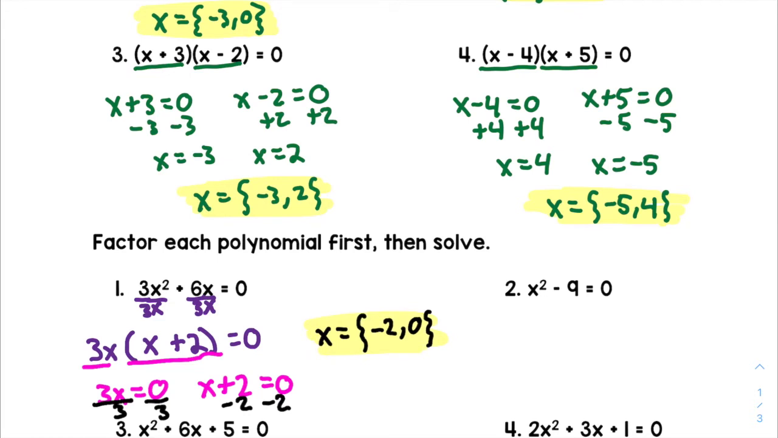We could always double check to see if these solutions are correct by substituting them back into the equation for x and making sure the left side is equal to the right side.